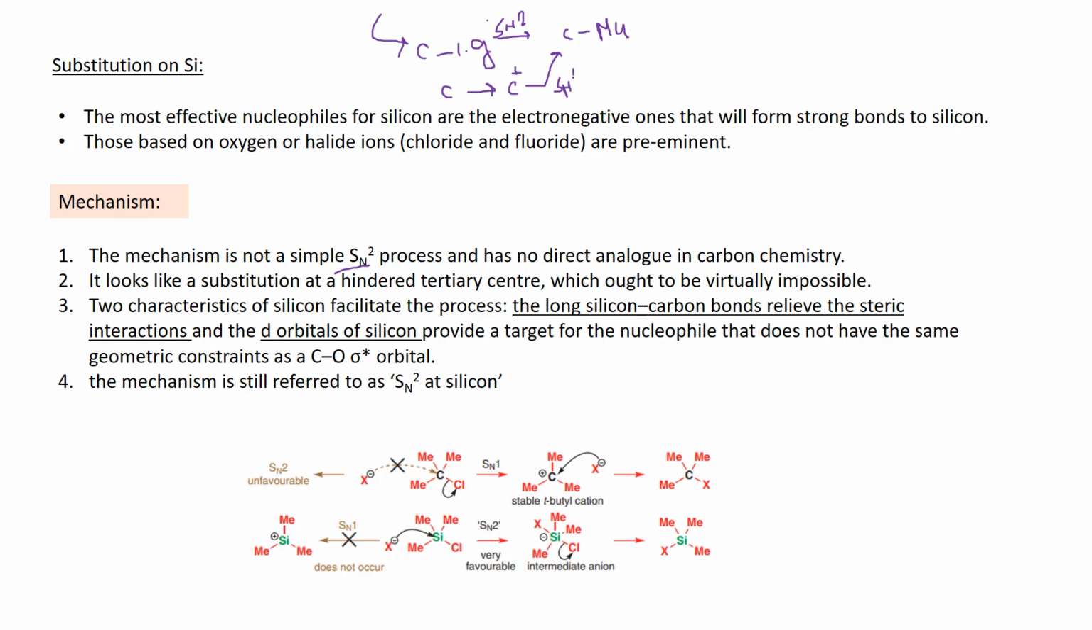But in case of silicon, the mechanism is a bit different. The most effective nucleophiles for silicon are electronegative ones that will form a strong bond to the silicon. Those based on oxygen and halide, usually oxygen and halide form a strong bond with silicon.